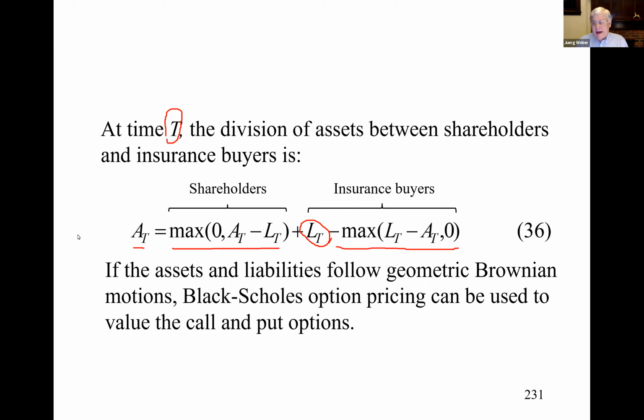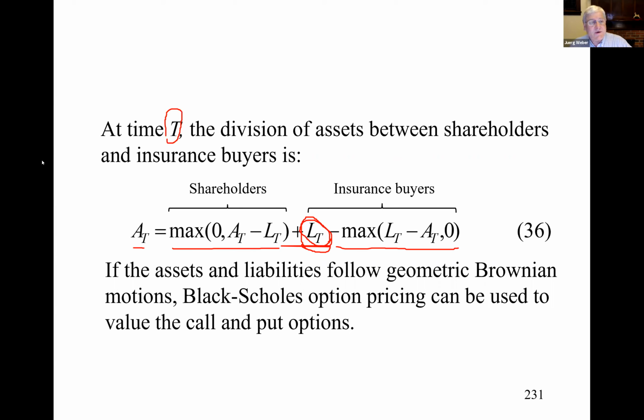The insurance buyers write that option because they absorb the loss that arises when the insurance company goes broke. The shareholders just walk away with zero. They walk away with nothing, but the insurance buyers really lose something when the insurance company goes broke. They will no longer be completely compensated for their losses.